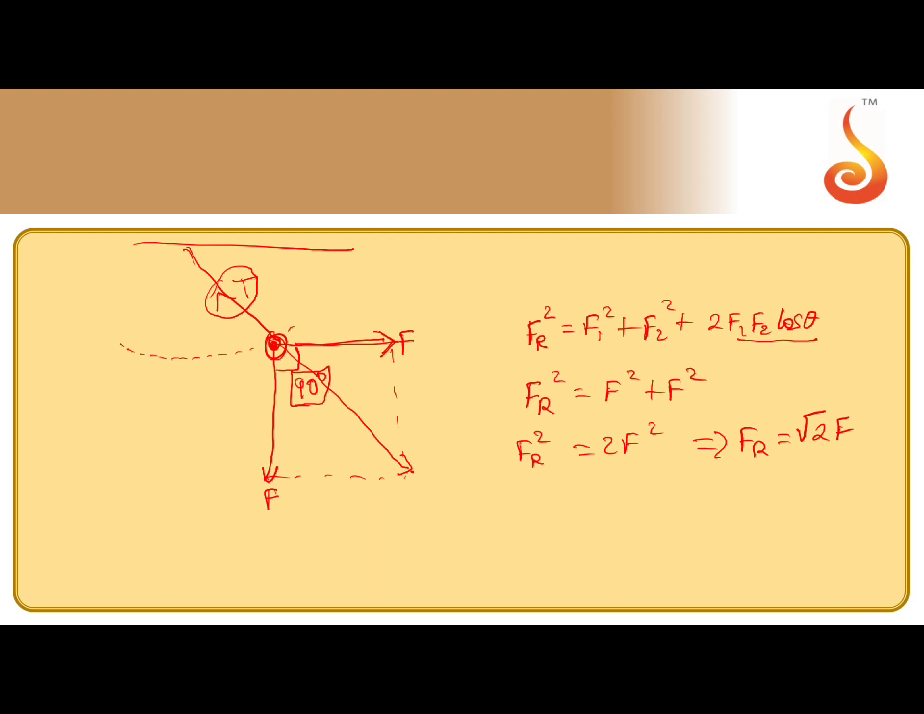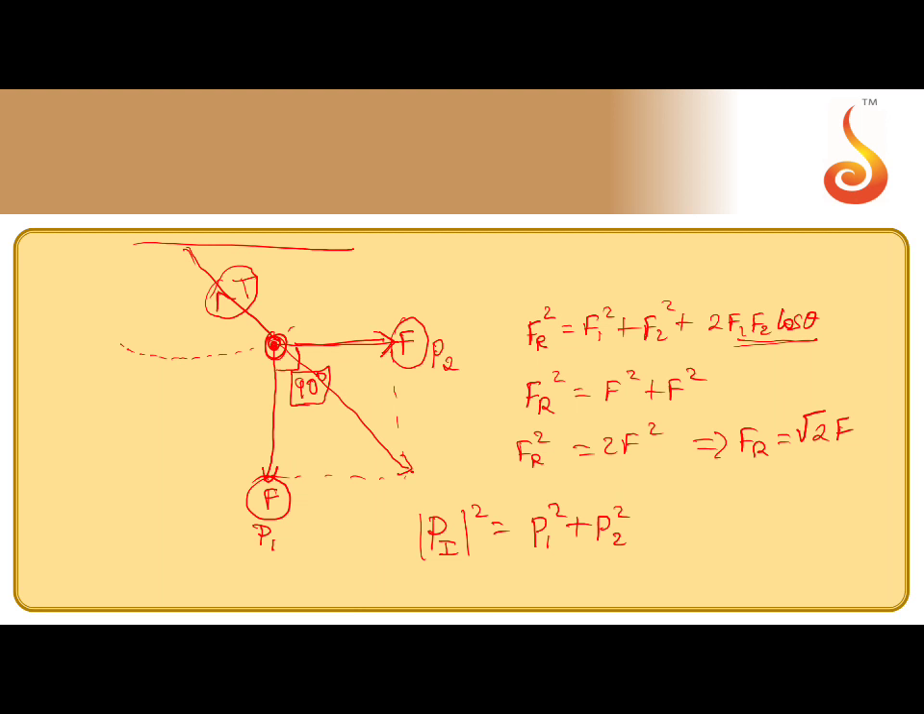Same way, at the end of this topic, we were discussing the problems based on momentum. Suppose the first body is traveling like this, second body is traveling like this, the momentum is P1, momentum is P2. Then the initial momentum is found by P initial square is equal to P1 square plus P2 square. Because they are perpendicular, the cos theta term will get cancelled.